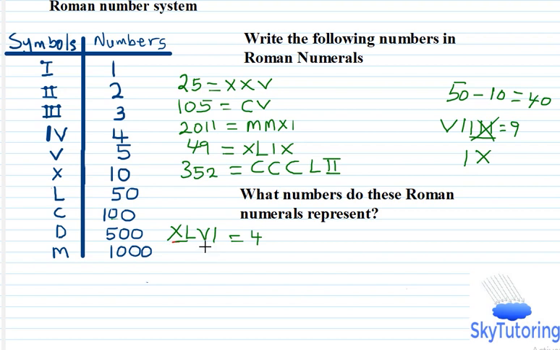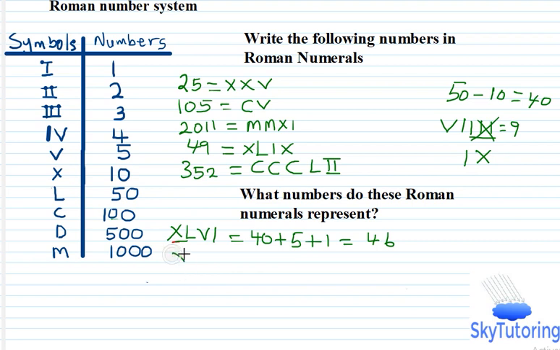Okay, and then we have VI. Let me write my 40 and just add them together, plus VI, which is 6. So V is 5, plus 1. Okay, so that will give us 46. I hope I make sense. All right, let's see another example quickly.